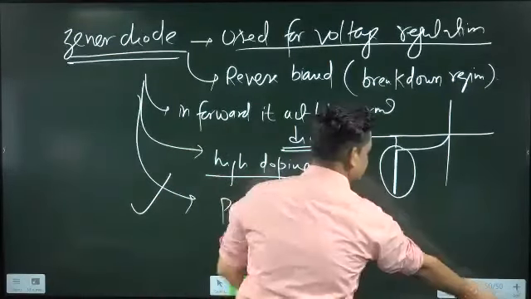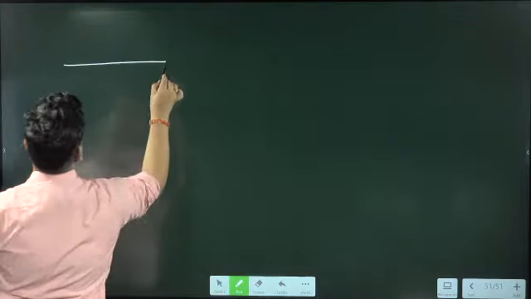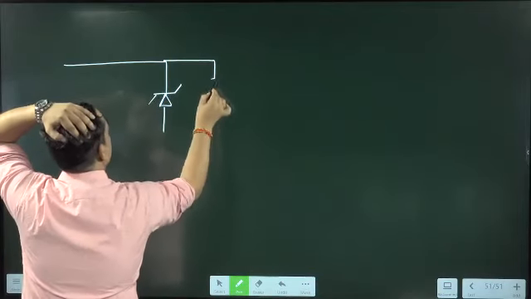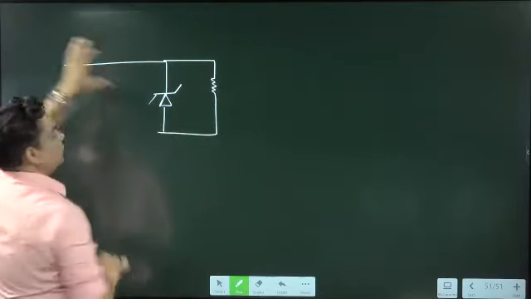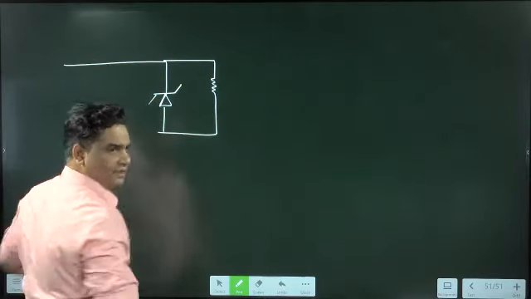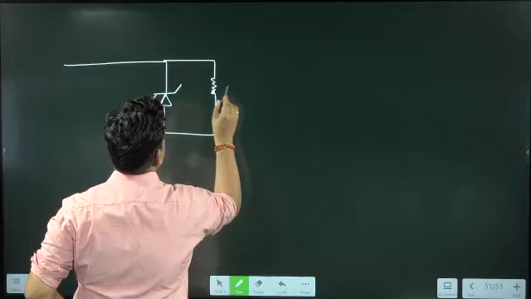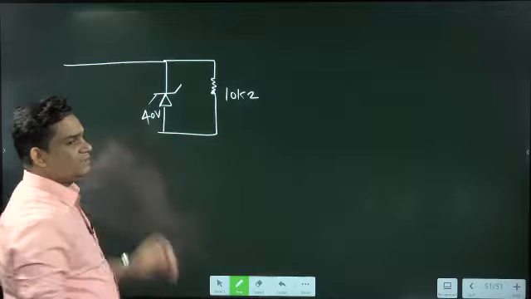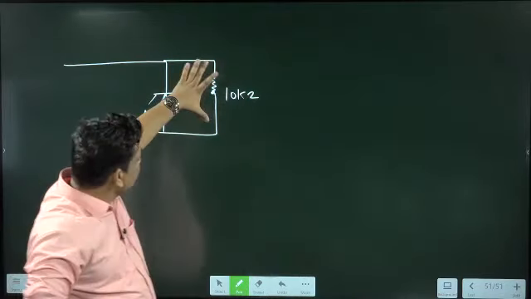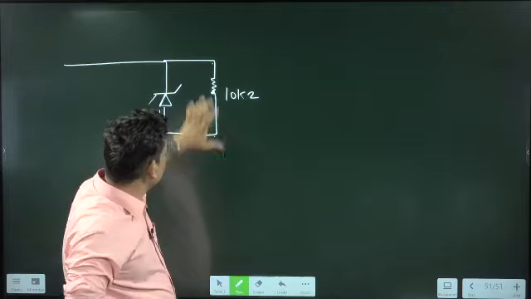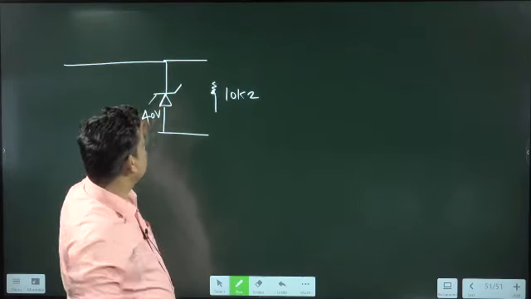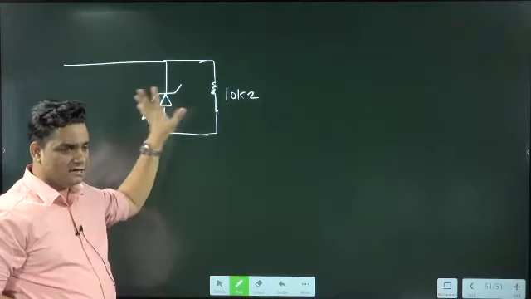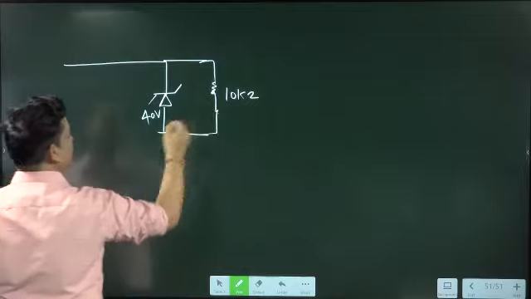Now we'll take one numerical on this. Suppose this is your diode here, reverse biased, and this is the load. It is always connected in parallel to the load. Suppose the load is 10 kilo ohm. This is the Zener of 40 volt. What is the meaning of Zener of 40 volt? It means you need 40 volt across this all the time, so I have to connect a Zener of 40 volt here. Clear?